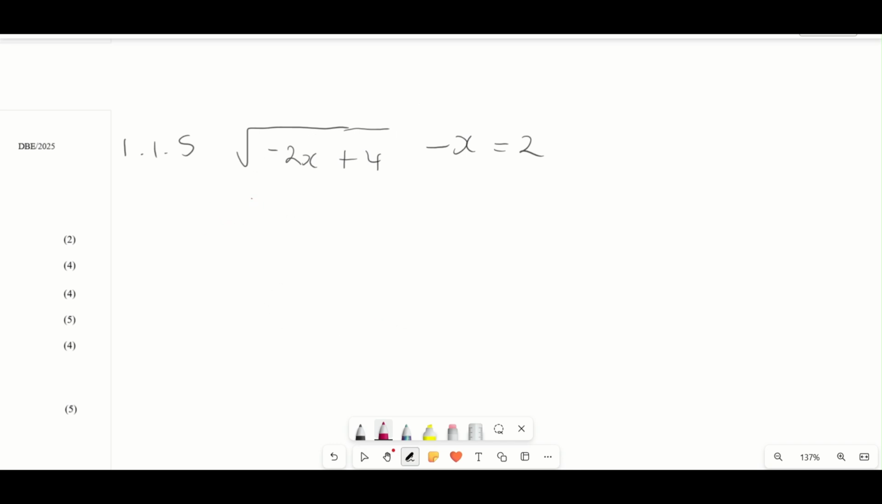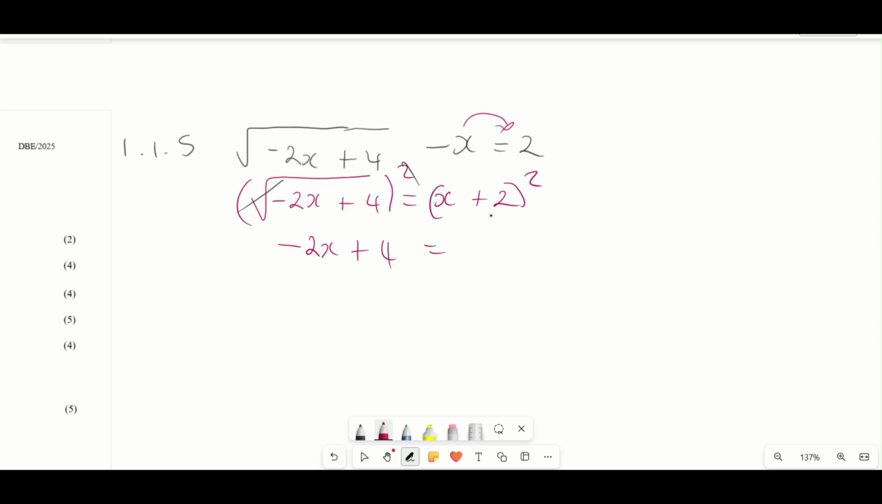So what I'll do is transpose the x to the right-hand side. I have x plus 2, so now I can square both sides. I notice that the square root and the 2 will cancel, so I have negative 2x plus 4, and on this side, solving this one, we have x squared plus 4x plus 4.